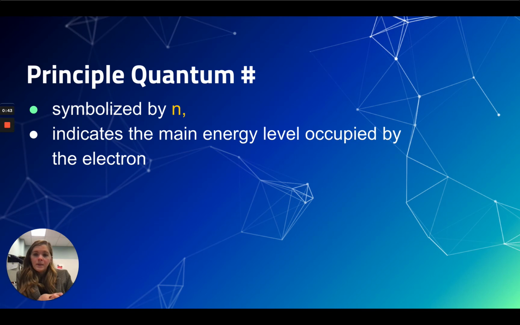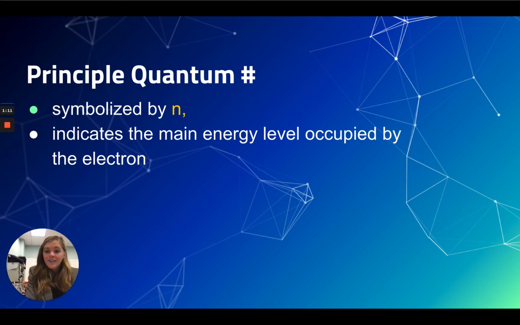The principal quantum number is symbolized by the letter n, and it indicates the main energy level that's occupied by an electron. So basically, this principal quantum number is telling us the most probable distance that an electron is from the nucleus. It's telling us which shell it is in. So for instance, if n was 1, our electron is located somewhere in that first orbital, first shell. If it's n=3, it's somewhere in that third shell.